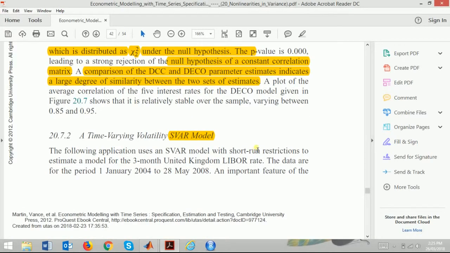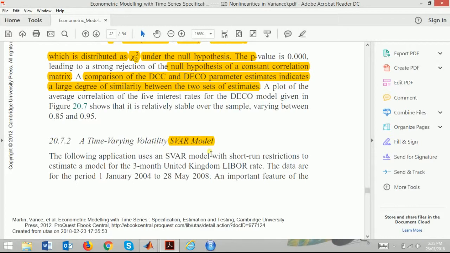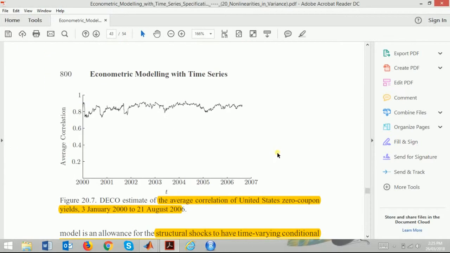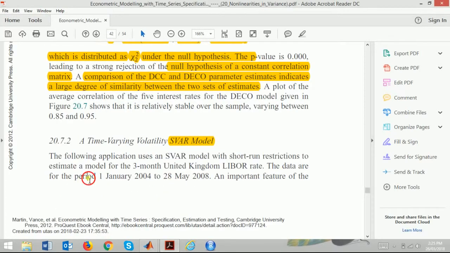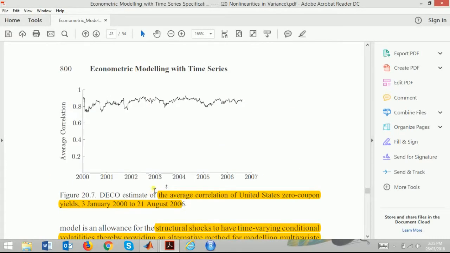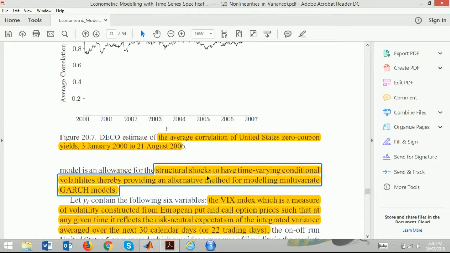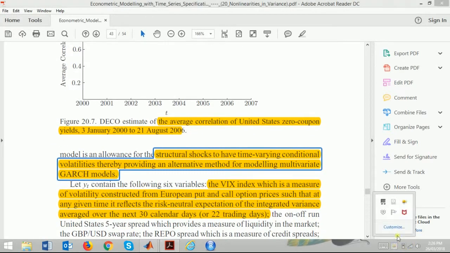A time varying volatility structural VAR model. Now this is something important. The following application uses an SVAR model with short run restrictions for the 3-month UK LIBOR rate. The data are for the period. An important feature of this model is an allowance for structural shocks to have time varying volatility.